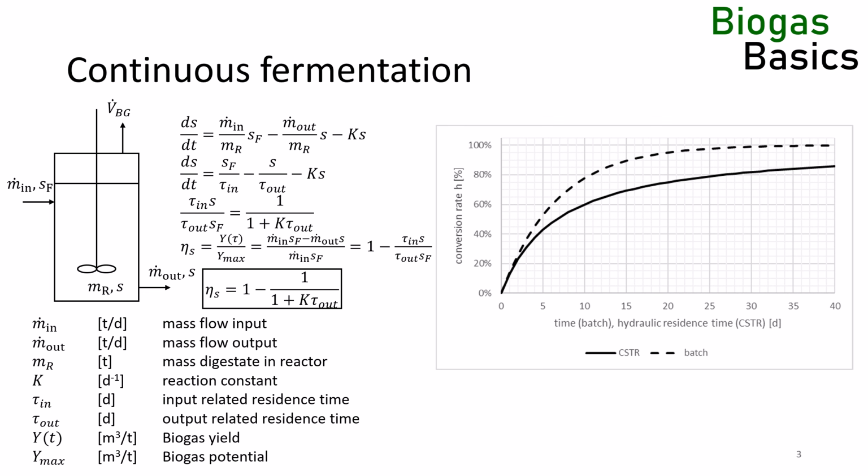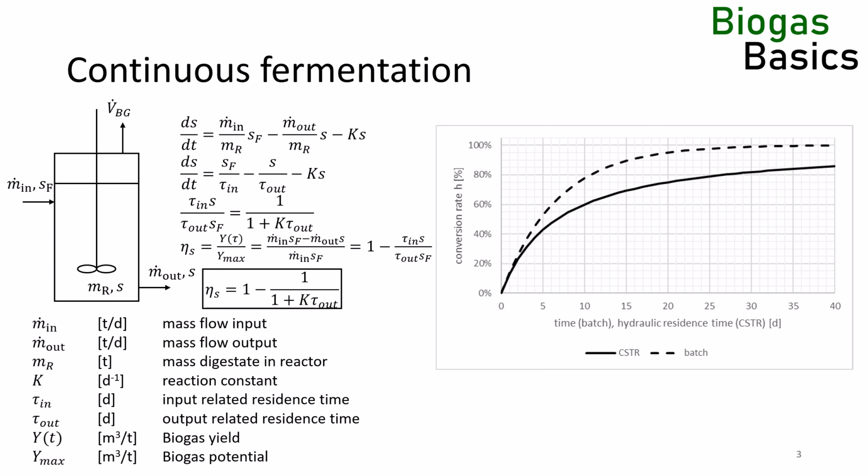A BMP test is a batch cultivation. The time coordinate is time since the beginning of the experiment. No substrate particles leave the reactor unless they are converted to biogas. In a steady-state CSTR, the time coordinate is the residence time. Fresh substrate particles are fed constantly into the reactor and undigested substrate particles are flushed from the reactor all the time.